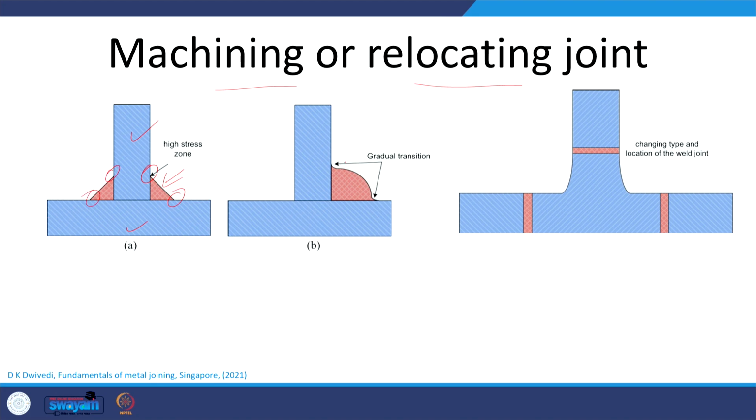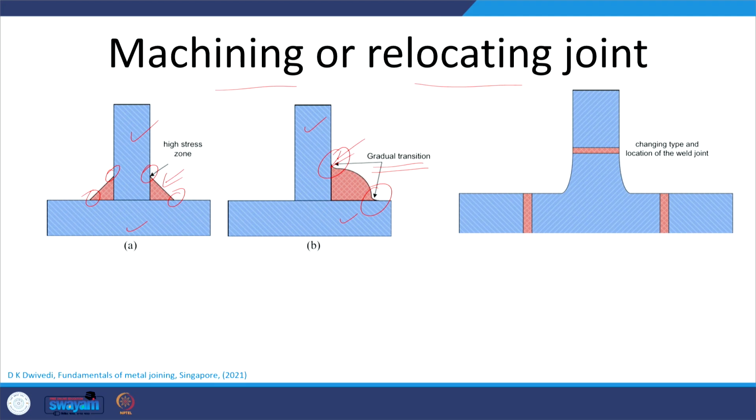So, if the toe of the weld is machined by giving the proper radius to the tool, this will ensure a gradual transition of the stresses between the components which are being joined. This kind of machining for reducing the stress concentration will help to reduce the stress localization at the toe of the weld, and thereby it will help to improve the joint performance.